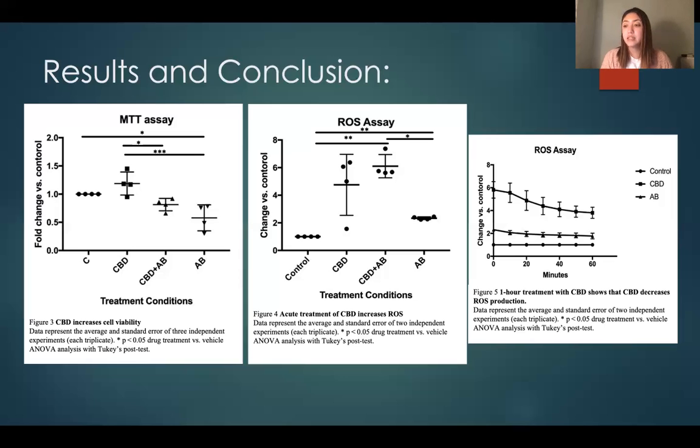The graph indicates that ROS production within the cells decreased over time in the cells that were treated with just CBD. Because of this, the future direction of our project will be to study the effect of CBD on ROS production over 24 hours. We expect that ROS production will continue to decrease over time.